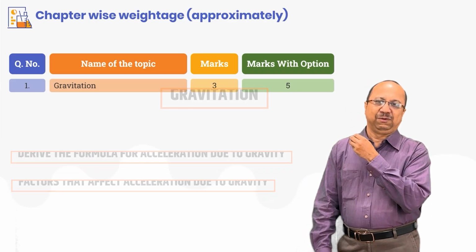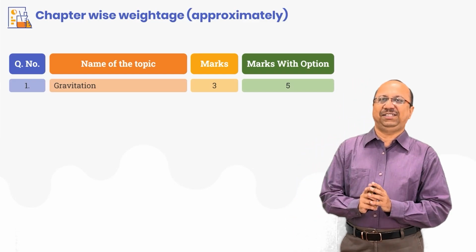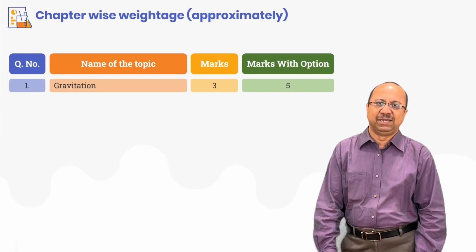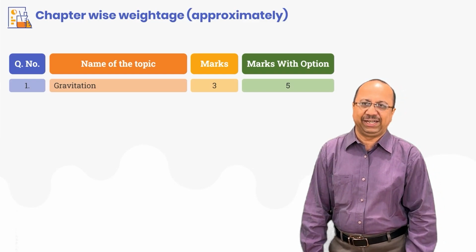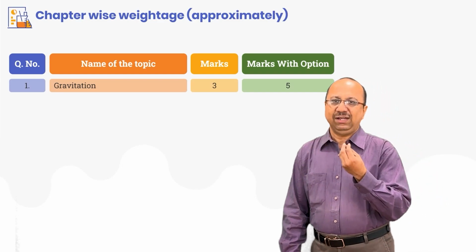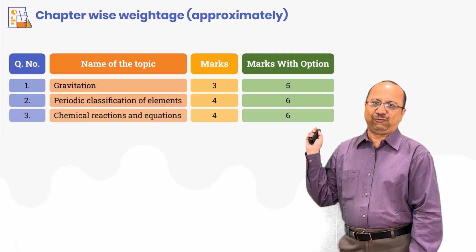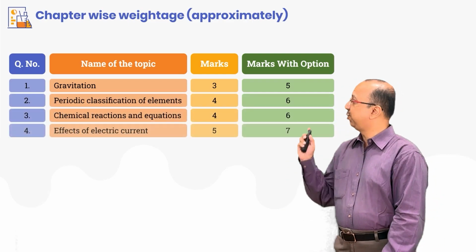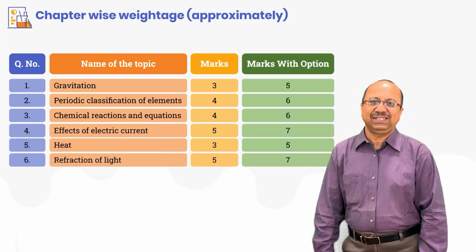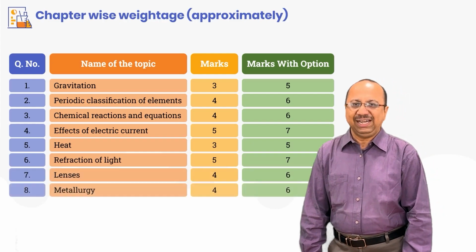So this weightage is just to give you the idea which chapter is important, more important I would say, because all chapters are equally important, but then which chapter to give the priority. So accordingly, if I just quickly give a glance to you, chapter 1 is of 3 marks, chapter 2 is of 4 marks, chapter 3 is of 4 marks again, chapter 4 is of 5 marks, chapter 5 heat is again of 3 marks, chapter 6 is 5 marks, chapter 7 is 4 marks, chapter 8 metallurgy.